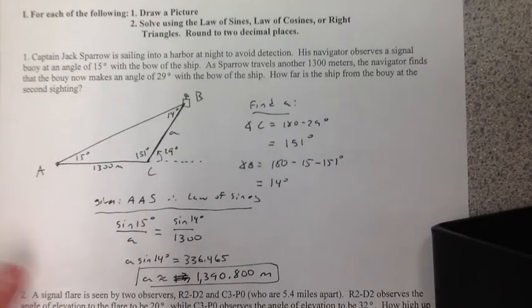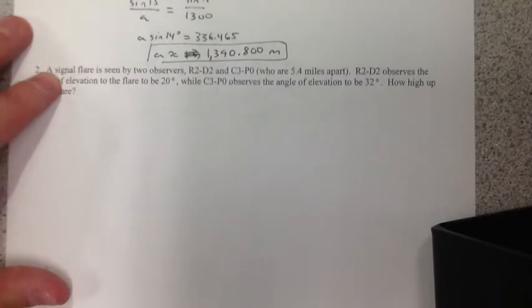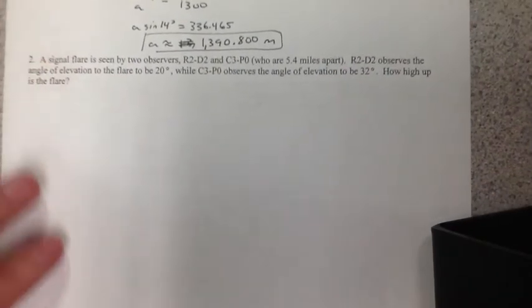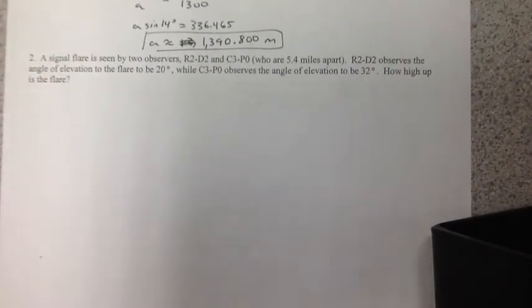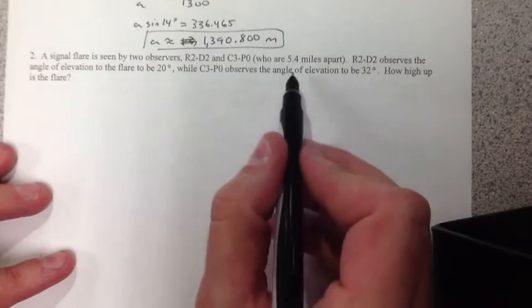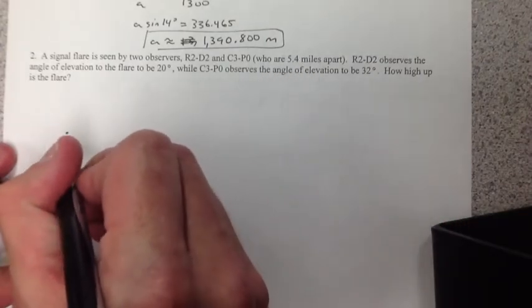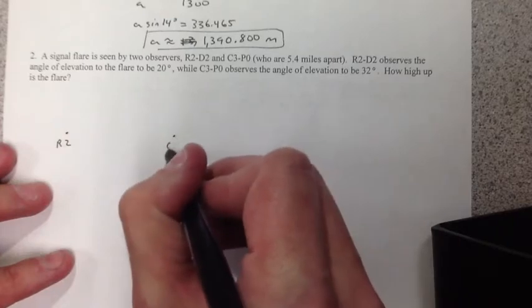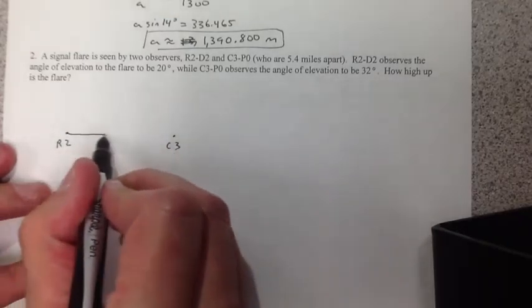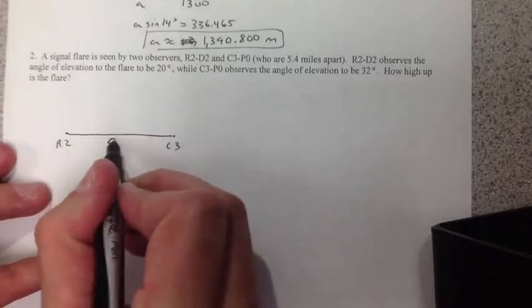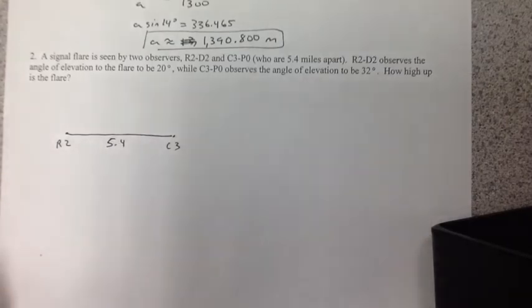All right, let's take a look at number 2. That's a cool problem right there. Now, number 2 is always kind of a slightly harder problem. We have a signal flare that is seen by two observers, R2-D2 and C3PO. Now, they are 5.4 miles apart. So here's R2, and here is C3PO. They are separated by a distance of 5.4 miles. We won't deal with the curvature of the Earth in this problem.